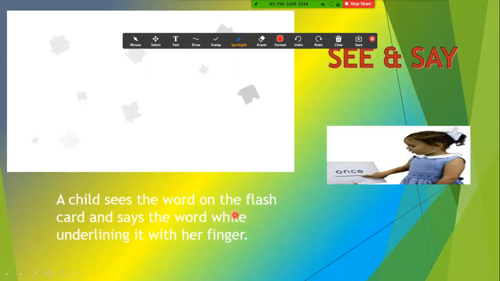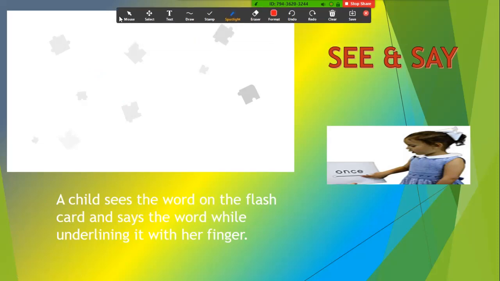Let's start. As usual, and as I told you for these two weeks, we were reading see and say the words, our sight words, and I told you two things about seeing and how to read our sight words. As I told you before, you should read it one by one like the girl in the picture. If you want to see the video, you will have it in my PT. You can use it and see the whole videos. A child sees the word on the flashcard and says the word while underlining it with her finger. Why? Because she wants to memorize the words.